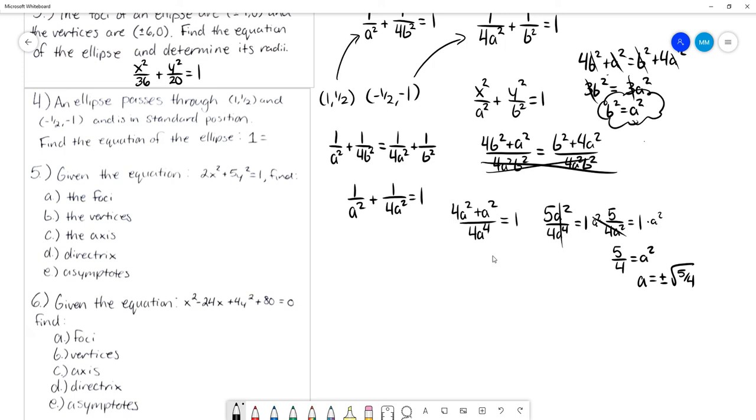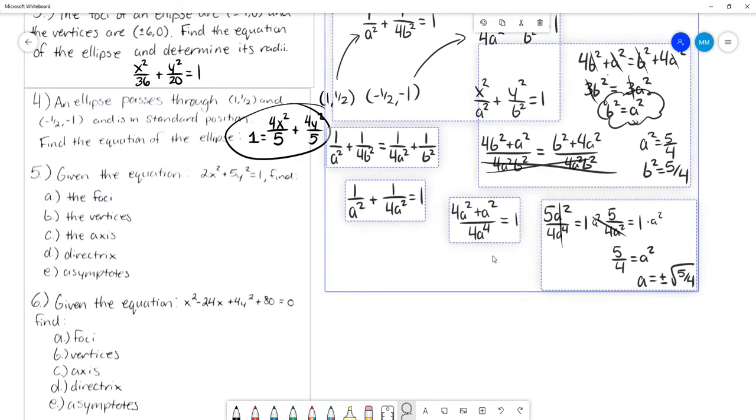So I know now that a squared equals 5/4, which since b squared equals a squared, b squared must also equal 5/4. And knowing that, we can then plug into our equation. Again, we know it's x squared and y squared because it's centered at 0. So it's going to be x squared over 5/4, which I could write as 4x squared over 5, plus y squared over 5/4, or 4y squared over 5, all equal to 1. There we go.